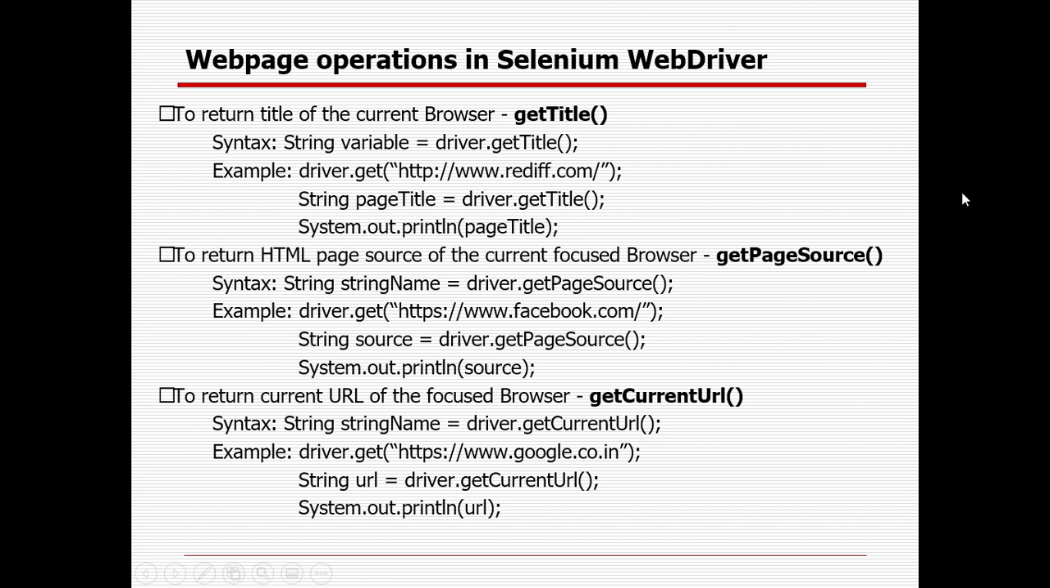Okay, so what are the different web page operations available in Selenium WebDriver? These are the primarily three operations available as part of web page operation. First we can get the title, to return the title of the current browser with the help of the getTitle method. Then we can get the HTML page source of the current focus browser with the help of the getPageSource method, and with the help of the getCurrentUrl method we can get the current URL of the focus browser. So I will show you how we can use these three different web page operations in Selenium WebDriver.